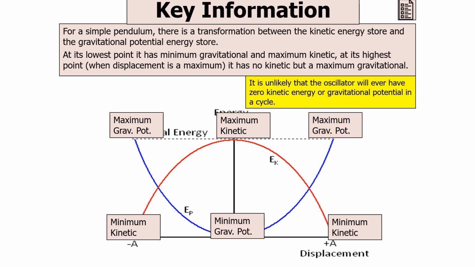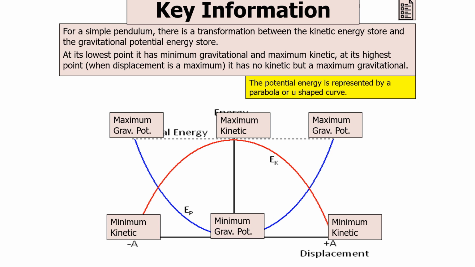Now it is unlikely that an oscillator will ever have truly zero kinetic energy or gravitational potential energy in a cycle. Now the potential energy is represented by a parabola or a U-shaped curve, whilst the kinetic energy is represented by an inverse parabola or an N-shaped curve.